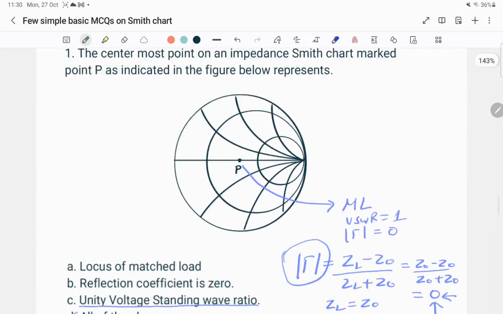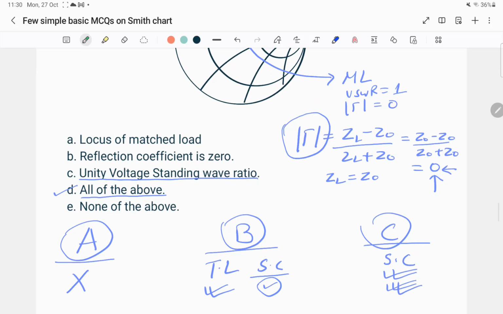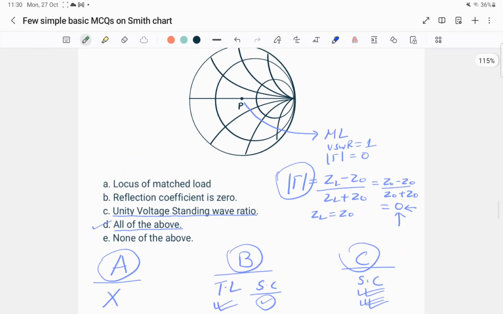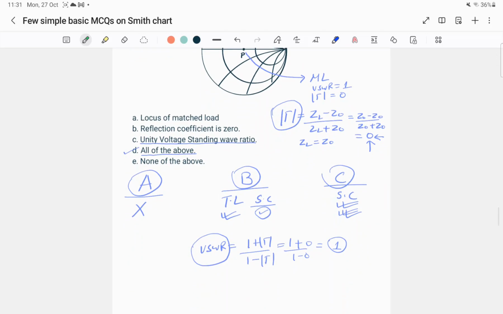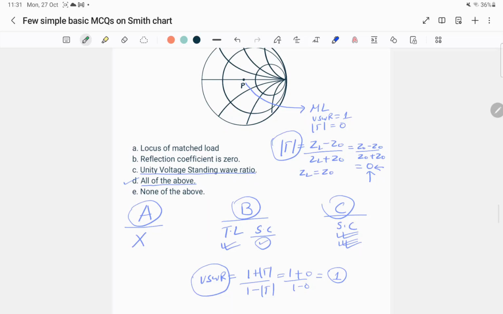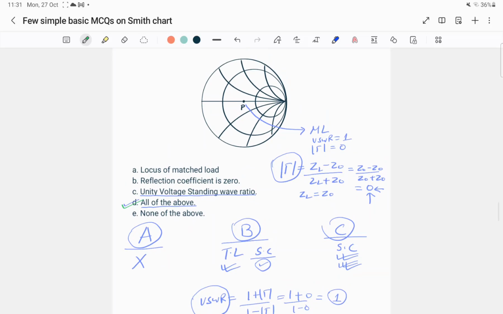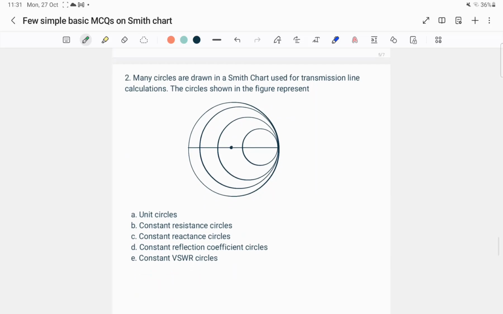So that is why option B and option C are also correct. Student C will not waste any time solving these formulas, and he will directly put option D as the correct option and move forward. Okay, so this is the power of understanding the Smith chart graphically. Alright, okay, so now let's move on to the next question.